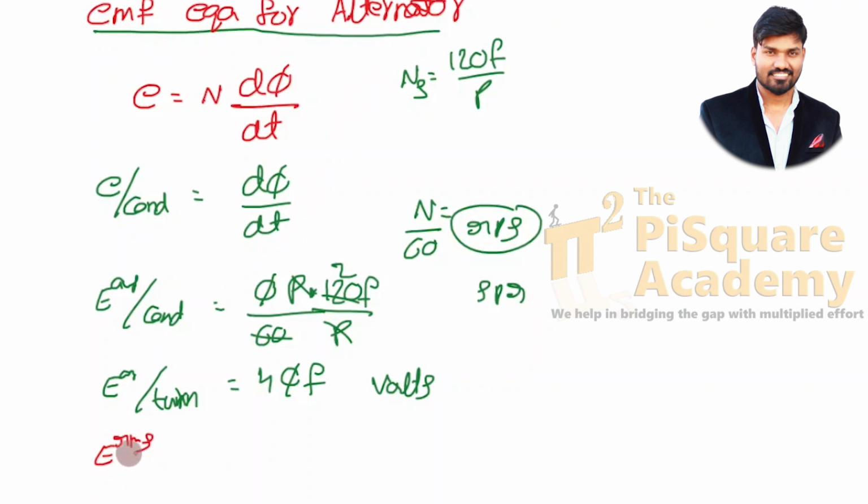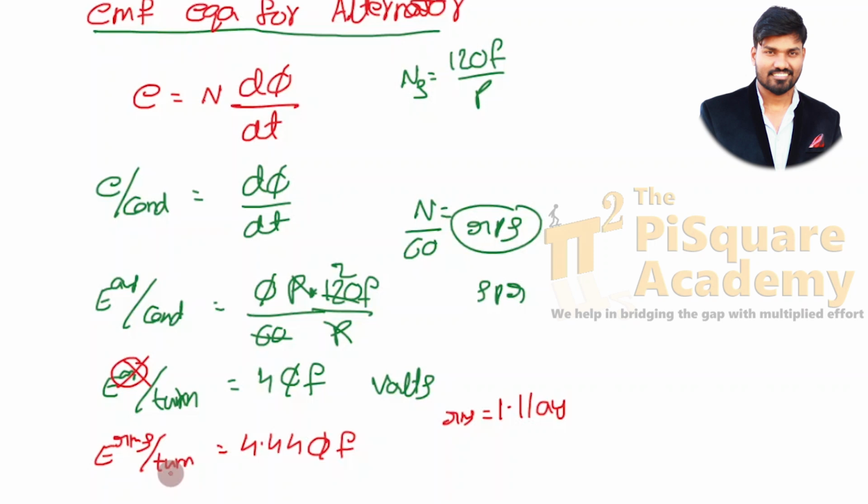In case of an AC alternator, the RMS value is required, not the average value. So we know the relation between average value and RMS value: 1.11 times the average value will give you the RMS value. So I am multiplying this average value with 1.11, which is the form factor of a sinusoid. So this much volts per turn.